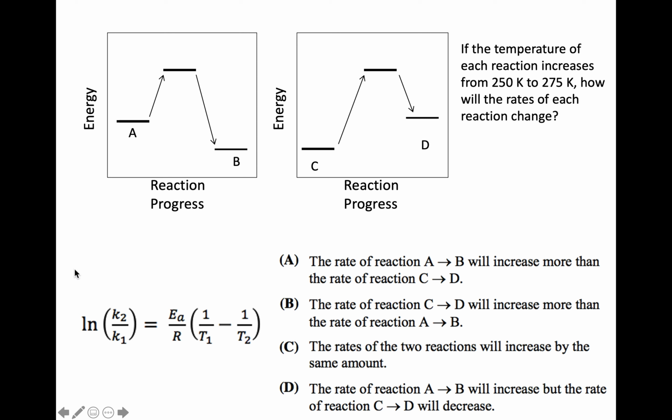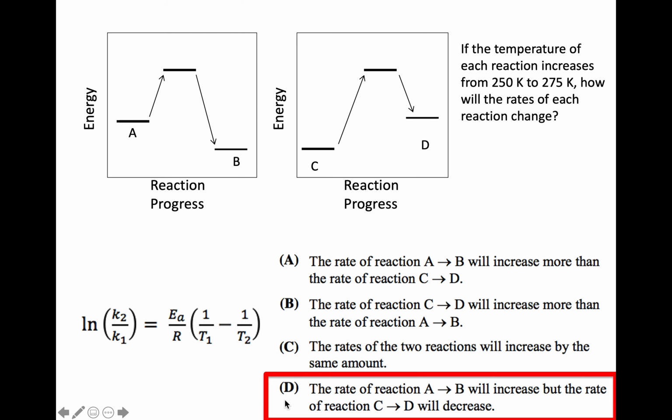Here's an equation that describes how you can calculate a particular ratio involving the rate constants for a particular energy of activation and the temperatures that are involved. If I'm looking at the different choices for how things would change, within that bottom right there, would a rate go down if I increase the temperature? That doesn't make any sense to me.